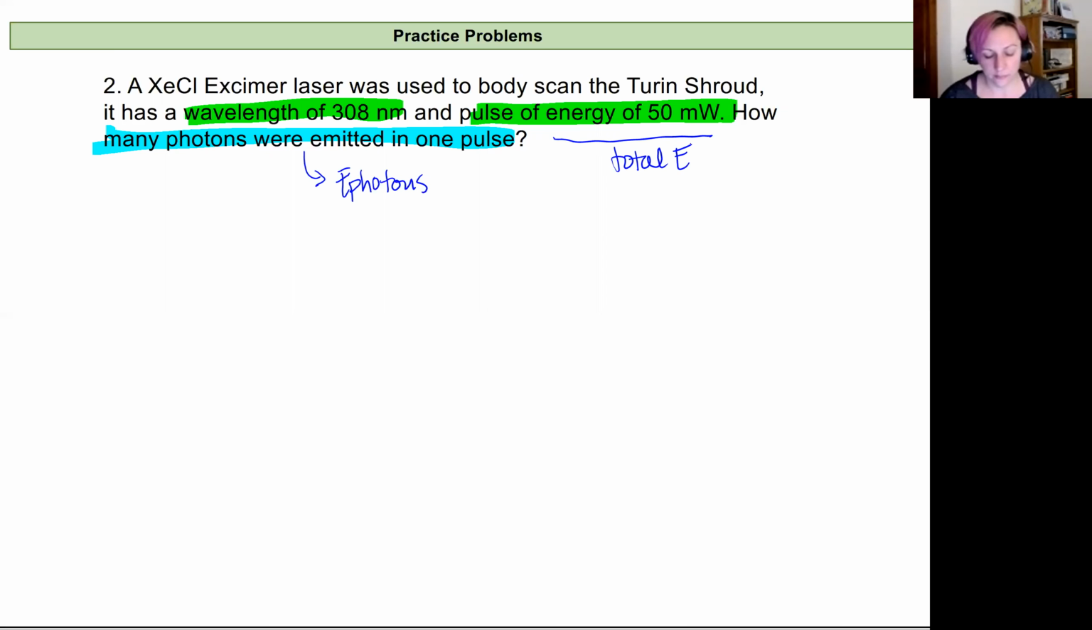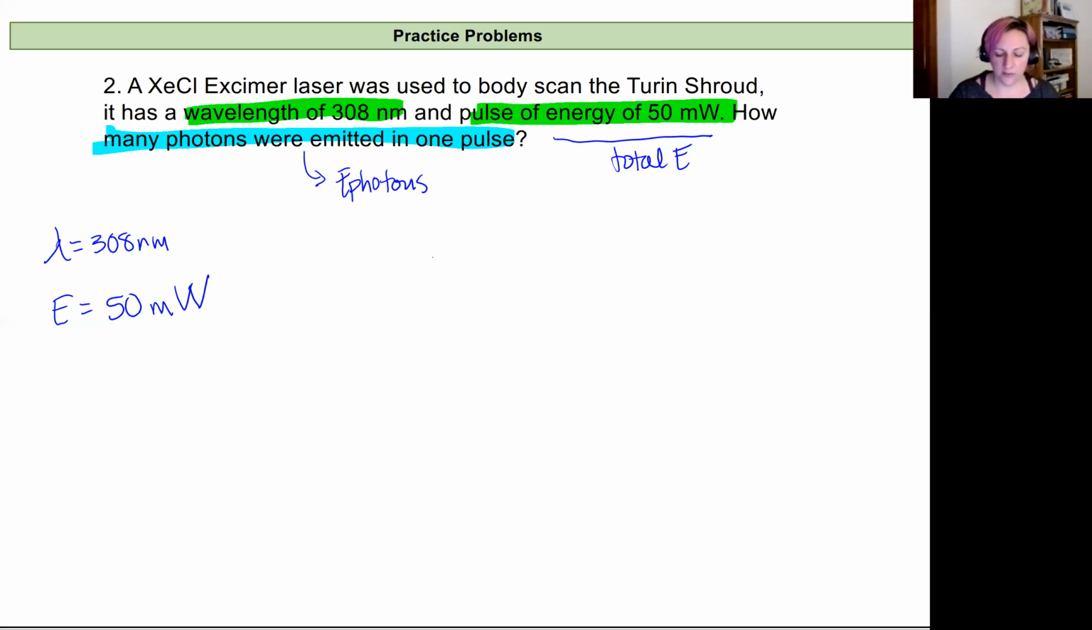So the information I have is a wavelength of 308 nanometers, and an energy equal to 50 milliwatts. And that's basically what I have. So what we're going to do is figure out the energy of a photon and then figure out our total energy. Sorry, that watts became a W when I didn't finish it.